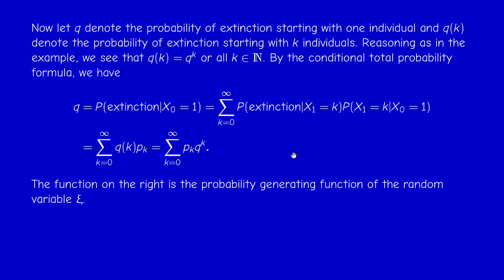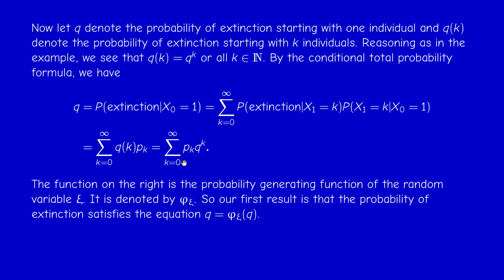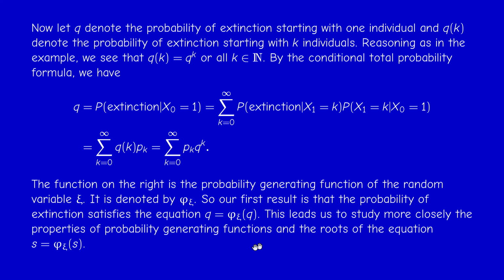And if you studied probability generating functions, you recognize that this is the probability generating function of the random variable xi, which I will define in a moment. So here's the definition. I have to solve this equation, Q equal phi xi of Q. Now in the riddle, this was just a polynomial. So our main problem now is to get as much information as possible about this equation.